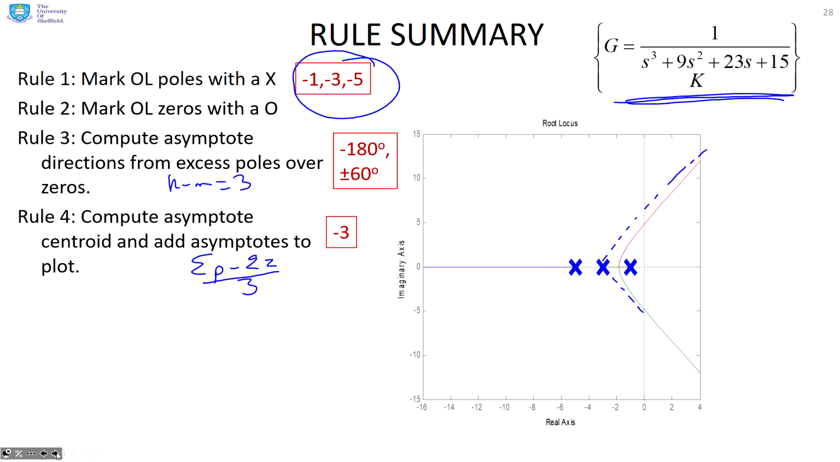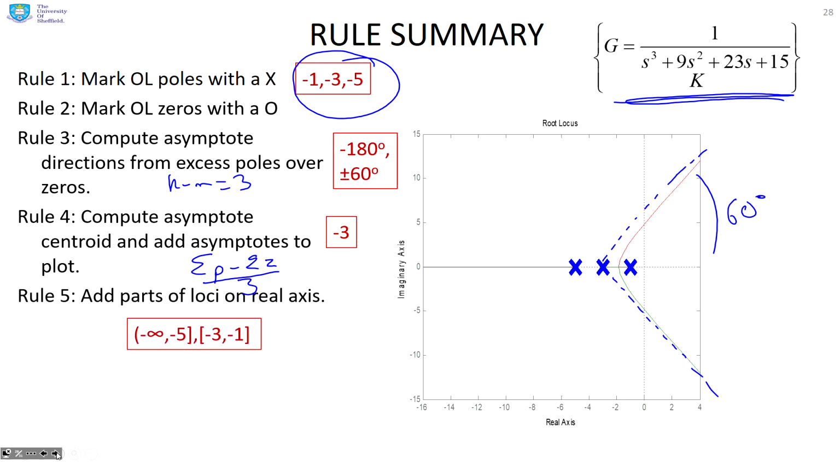So starting from -3 and making sure that that angle is 60 degrees. So again, you can do that approximately very, very easily. And finally, rule 5, add the parts of the loci on the real axis. So there's an odd number to the right in there, and there's an odd number to the right in there. And so what you can see is these two come together, they join, and then they go towards those asymptotes.